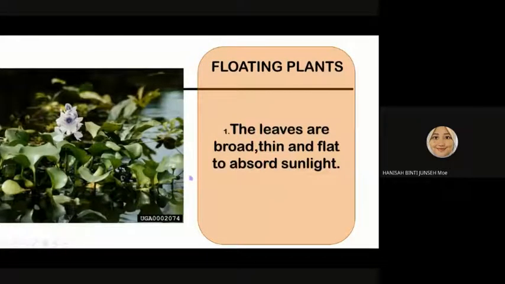Tadi submerged, now floating plants. Again, kita tengok gambar di sini. Daun dia macam mana? It has a broad, thin and flat to absorb sunlight. Dia kena terdedah. So kita tinggal explain sajalah. The floating plants, it has a broad, thin and flat. Kenapa memang leaves ni kerja dia adalah untuk trap the sunlight because it has chlorophyll in there.